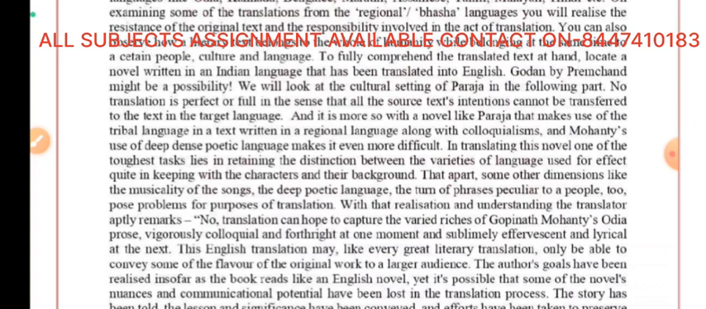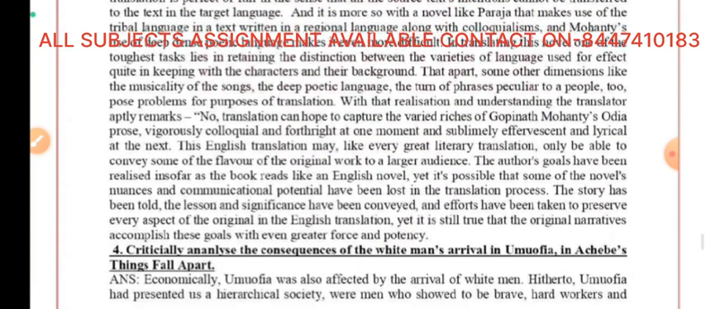No translation is perfect or full, in the sense that all the source text's intentions cannot be transferred to the text in the target language. It is more so with a novel like Paraja that makes use of the tribal language in a text written in a regional language, with colloquialisms and Mahanti's use of deep, dense, poetic language, which makes it even more difficult.